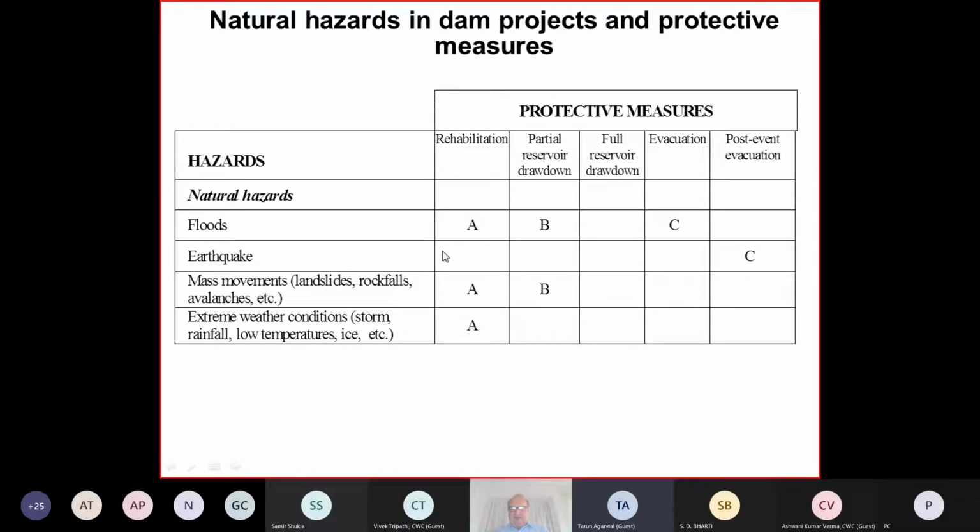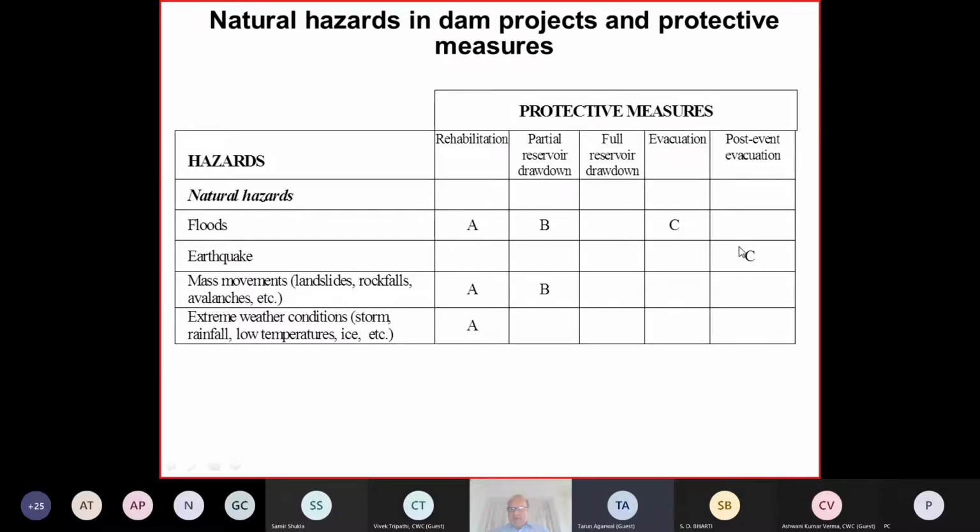To deal with these hazards, if we have time, we can do a rehabilitation. We can also do some rehabilitation in earthquakes, of course. We can do partial reservoir drawdown, as I've mentioned, for mass movements. If somebody sees a risk of a mass movement into a reservoir, we can lower the reservoir there. And afterwards, in the case of floods, as I mentioned, with extreme weather conditions, we can do some evacuations.